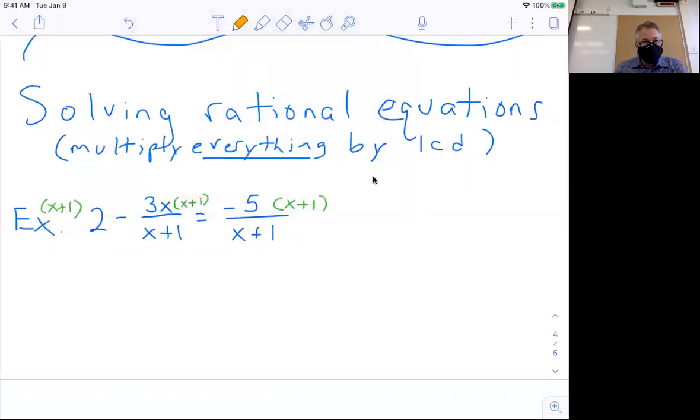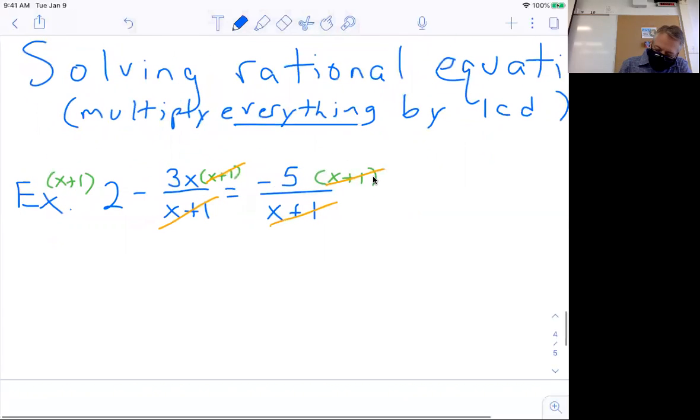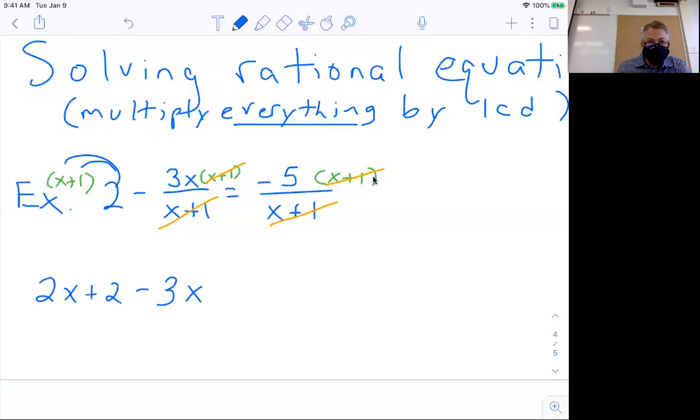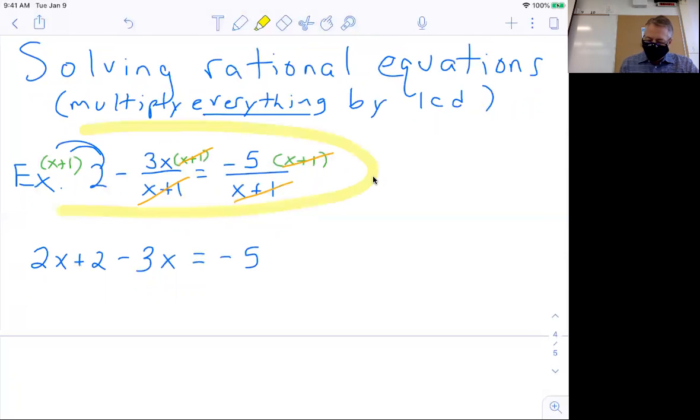Now the reason we multiply by the common denominator is so that we can cancel the denominators out. And so our next line, I'm going to distribute that, would be 2x plus 2 and then minus 3x, because the x plus 1's canceled, equals negative 5. All right, so that's the huge step. It gets pretty easy from here on out in terms of solving that, but multiplying everything by the common denominator.